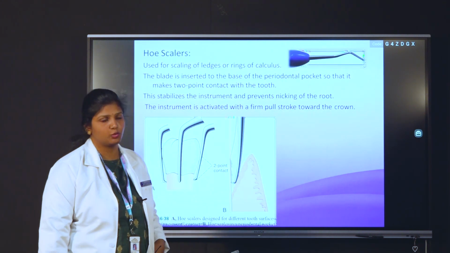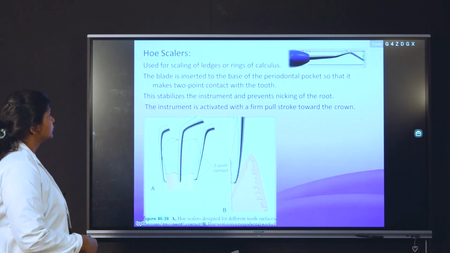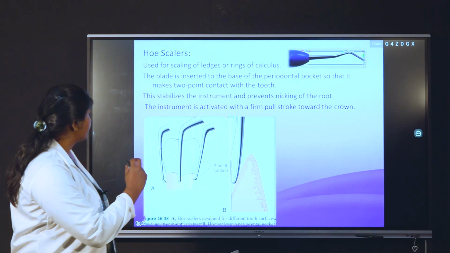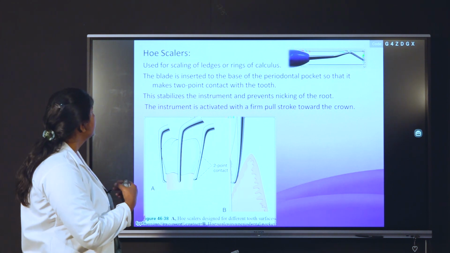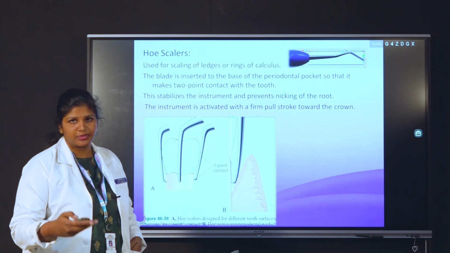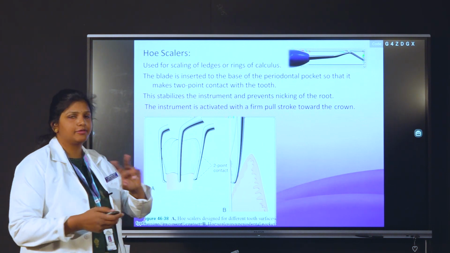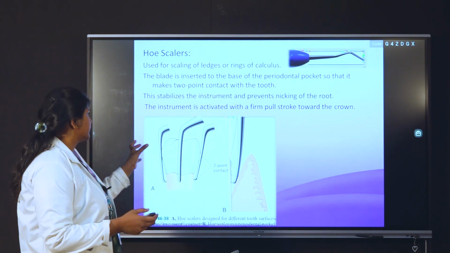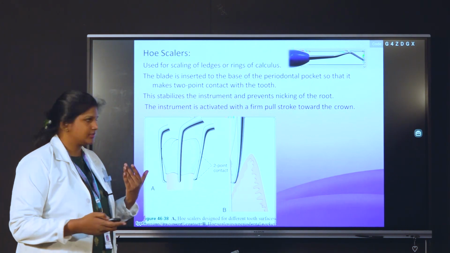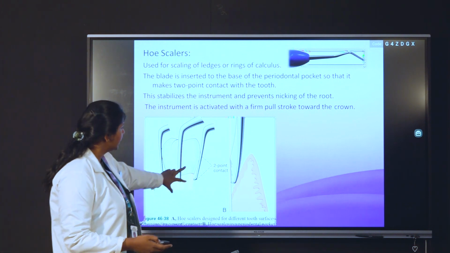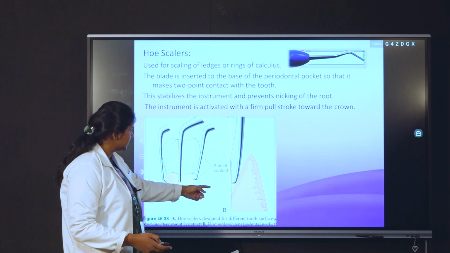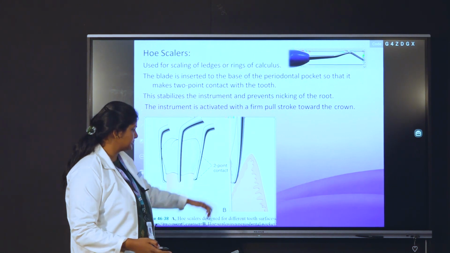So we have the hoe scaler. This is used for the removal of ledges of calculus, or ring type of calculus, which are to be removed with the hoe scalers. The blade is inserted deep into the base of the periodontal pocket, so that we have a 2-point contact with the tooth surface, and we can give a pull stroke so that the ledge of the calculus is removed. So this is the 2-point contact for the crown and the root. It is inserted into the base of the pocket and the calculus is removed.